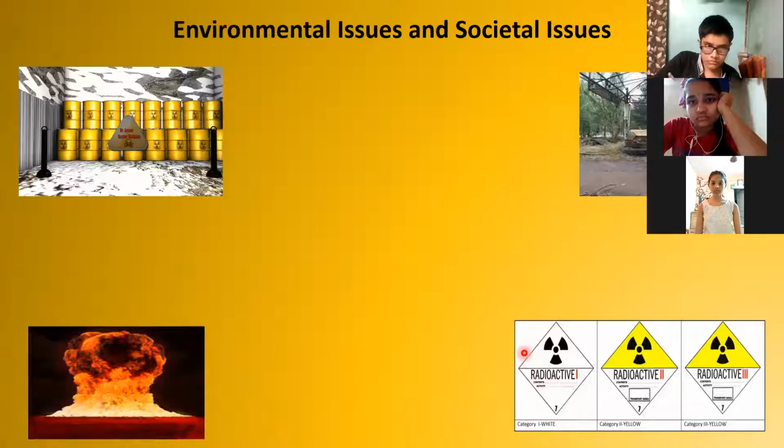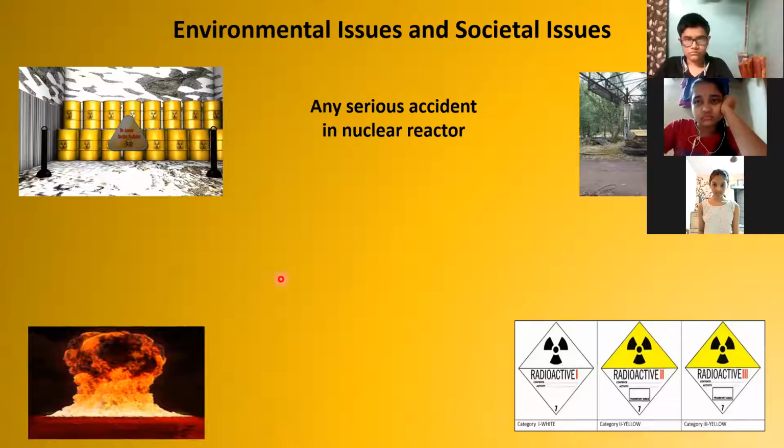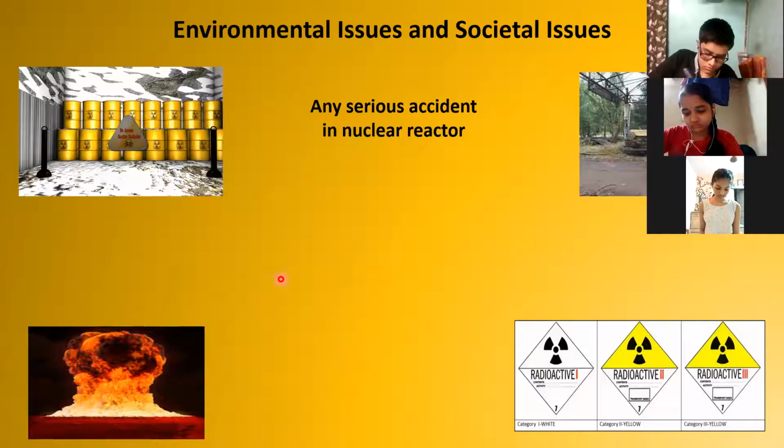So when it comes to nuclear power plant, what are the issues associated with it? A nuclear power plant produces high amount of waste, and in a nuclear power plant, if at all there is any accident or any kind of damage, it can be too disastrous. And there are incidents which have happened in the past.